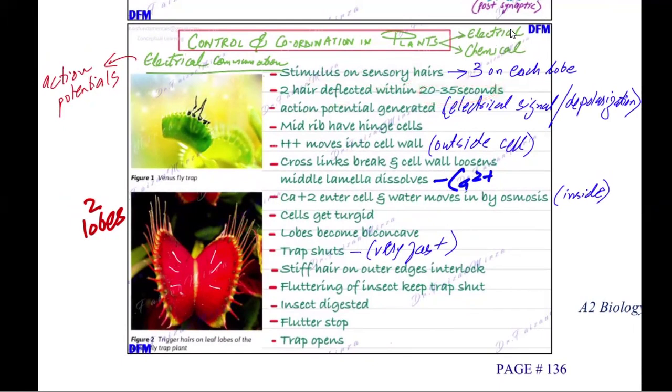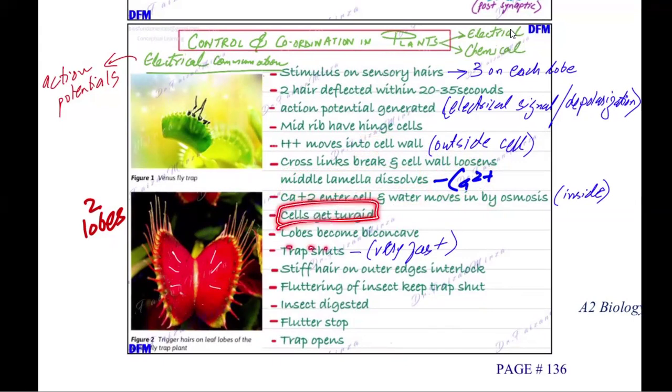action potentials are generated. These are electrical signals of depolarization. The midrib has hinge cells. These hinge cells allow H plus to move into the cell wall. This H plus outside the cell wall breaks the hydrogen bonds, the cross links between the cell wall, and the cell wall weakens. The middle lamella dissolves. The dissolving of the middle lamella allows calcium to enter into the cell. Calcium entry into the cell triggers water to move in as well. By osmosis, these cells become turgid.